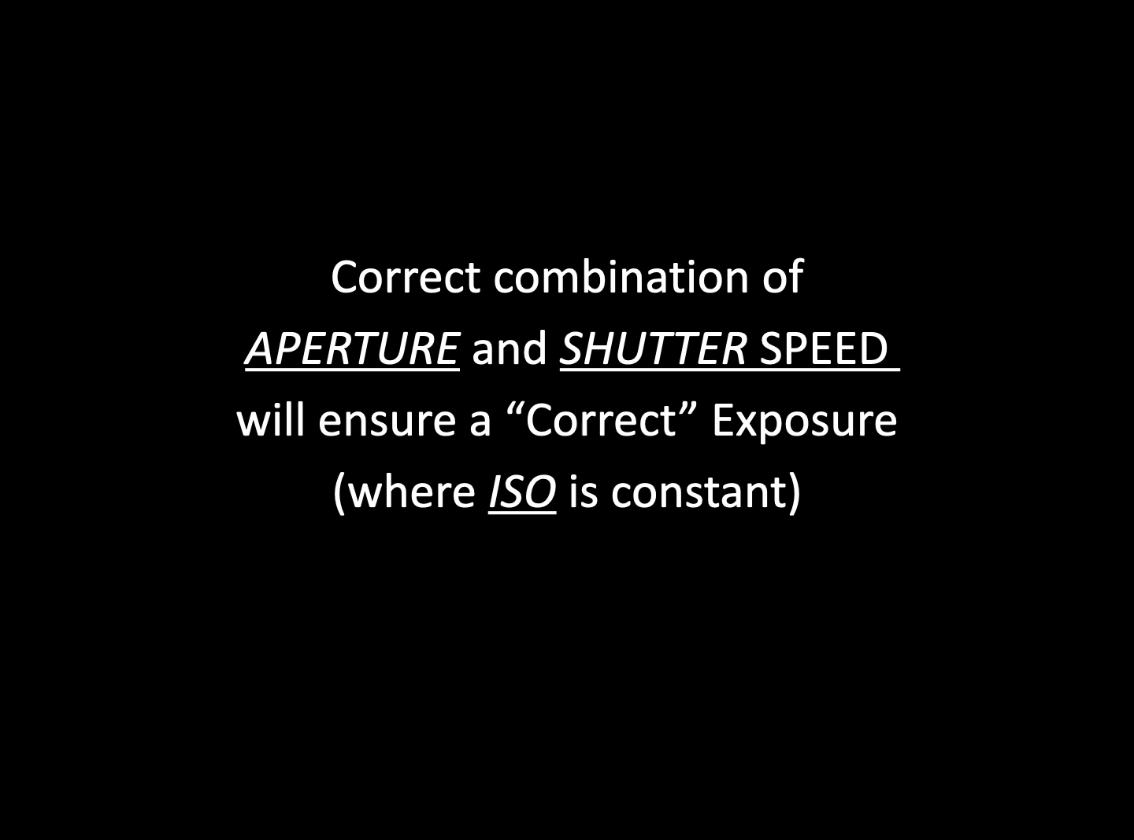So the question is then, how do you know when you've got this combination correct? Well, that's where the camera has a built-in light meter. If you're not used to shooting in manual mode, you'll not have noticed this before. It will either not be there or it won't be moving and changing all the time.